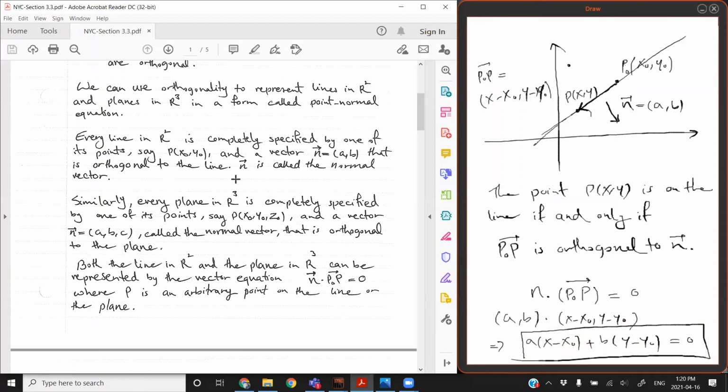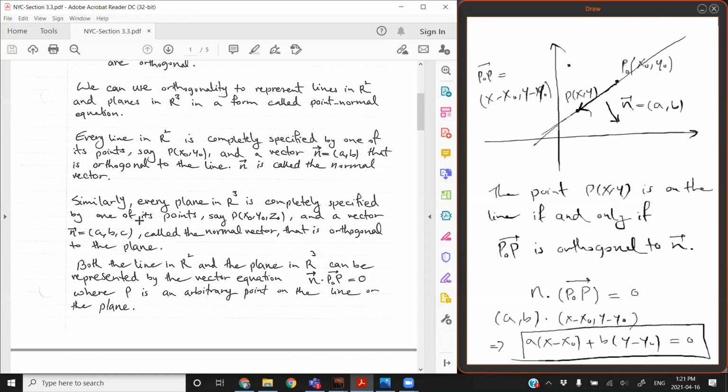It simply comes from the orthogonality of the two vectors, P0P and the vector n, which would only be the case if P is on the line. Make sense? Yes. So for two vectors to be orthogonal, they need to be perpendicular to one another. Orthogonal and perpendicular are the same; these are synonymous. Thank you. Sure. Any other questions?